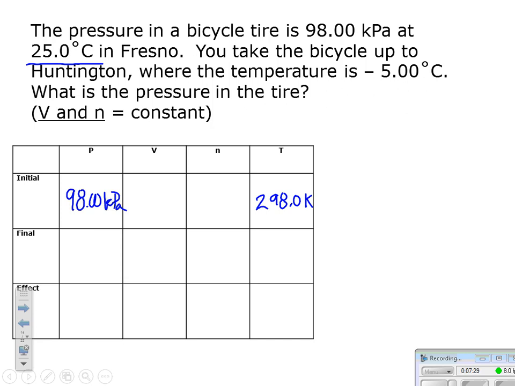We're taking that bicycle up a mountain where the temperature is now negative 5 degrees Celsius. Negative 5 plus 273 gives us a final temperature of 268.0 Kelvin. It says, what is the pressure in the tire? We're solving for the final pressure. So what we're not changing here is the volume of the tire, so maybe that's a pretty rigid tire, and the amount of the gas in the tire. The tire does not have a leak in it.